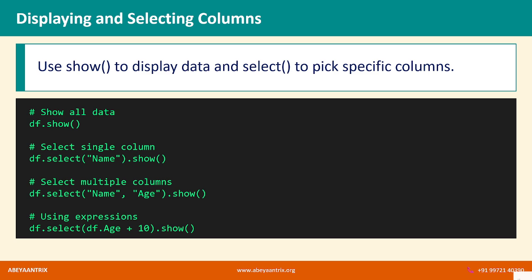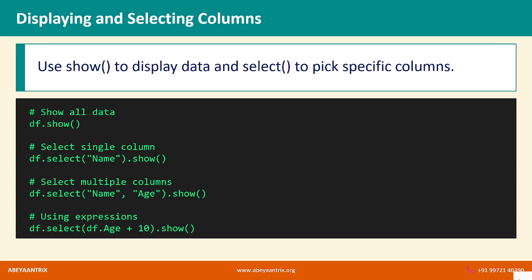So df.select, specify how many columns you want, followed by .show(). Then you can also use expressions. Suppose I have the age column, and to all the age values I want to add 10. How can I do it? df.select, in that select the age, df.age + 10, however much you want to add, then .show().